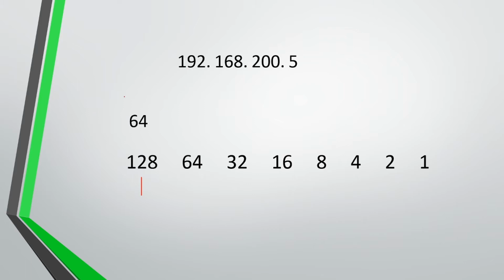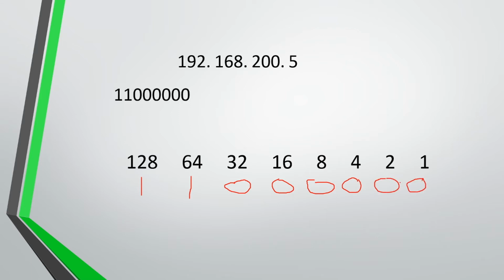Now we've got 64 remaining, we need to move on to the next number. Does 64 fit into 64? Yes, it does perfectly, so we will stick a 1 under here, and then obviously we have nothing remaining, so we have the binary number already for this, so everything after this will just have a 0. So 0, 0, 0, 0, 0. The answer is 1, 1, 0, 0, 0, 0, 0, 0.